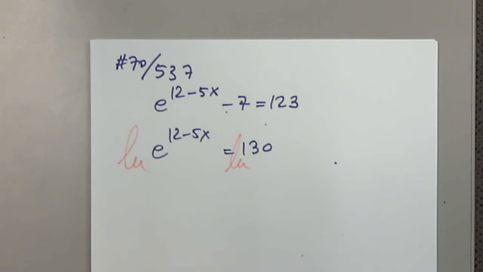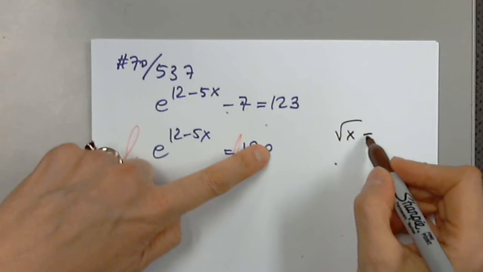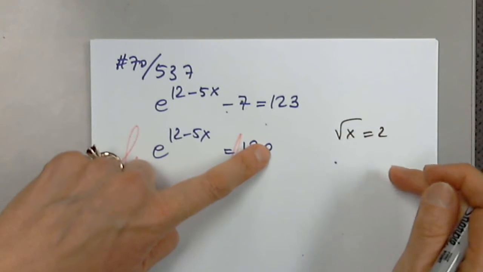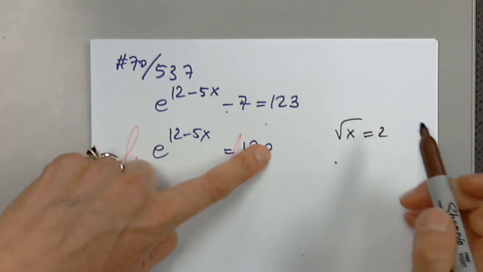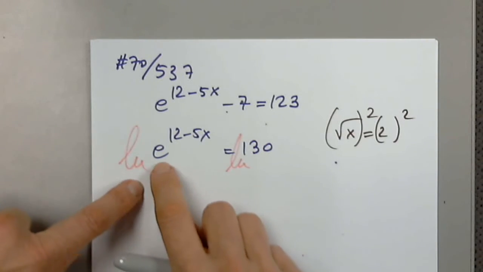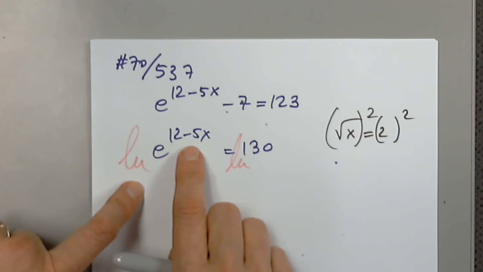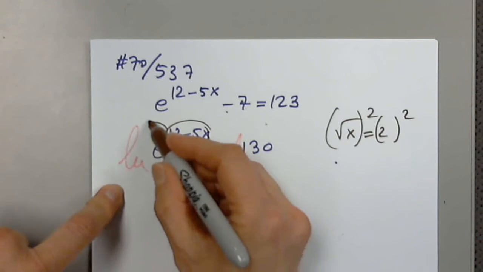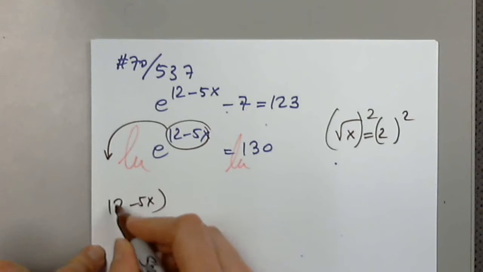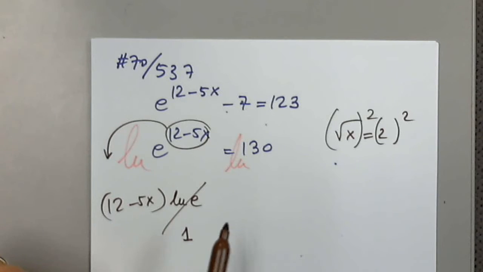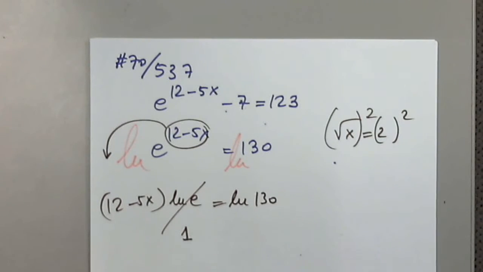So bear with me. If I have, let's say, the square root of x equals 2, what will I do to both sides to undo the square root? Well, I have to square, because x squared and the square root are inverse operations. What can I do to undo an exponential? I have to apply its inverse function. And that's why I'm allowed to do this. 12 minus 5x times natural log e. We don't write it anymore because we know it's 1. And the right-hand side is natural log of 130.